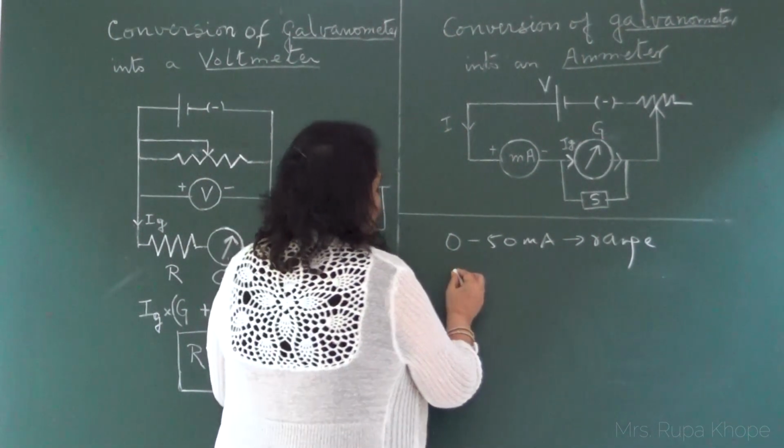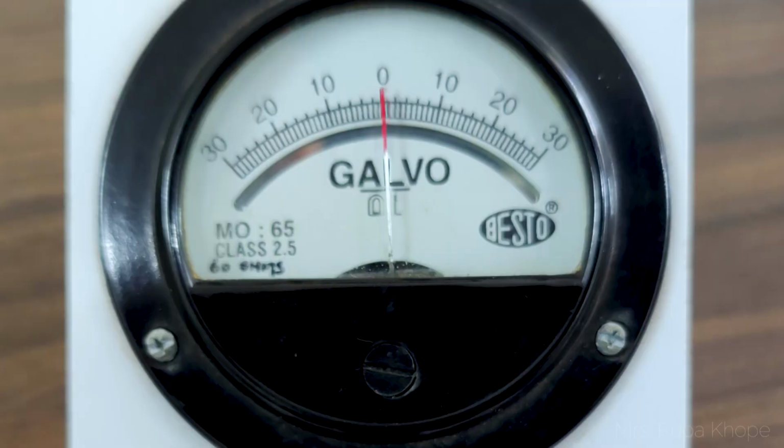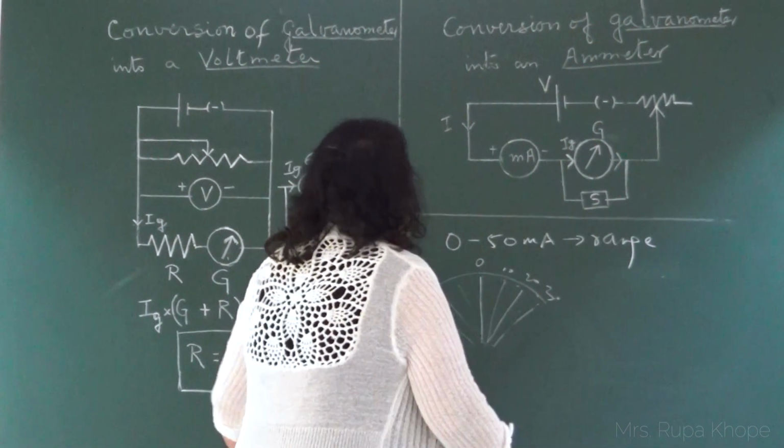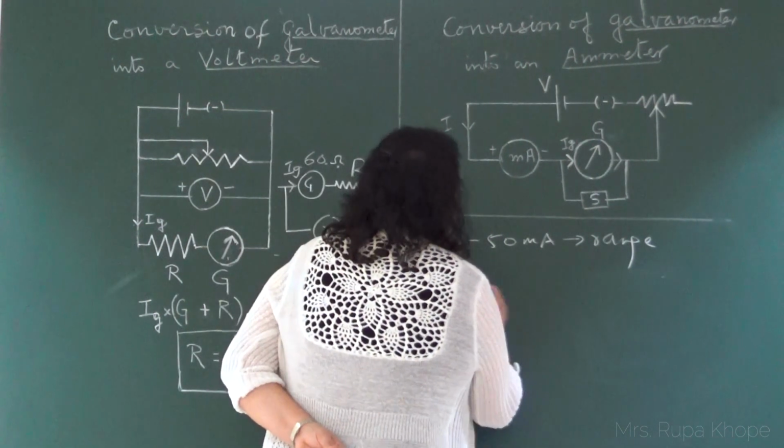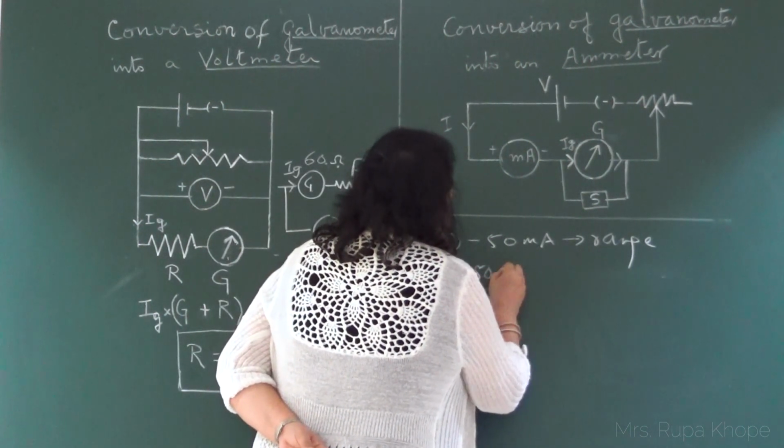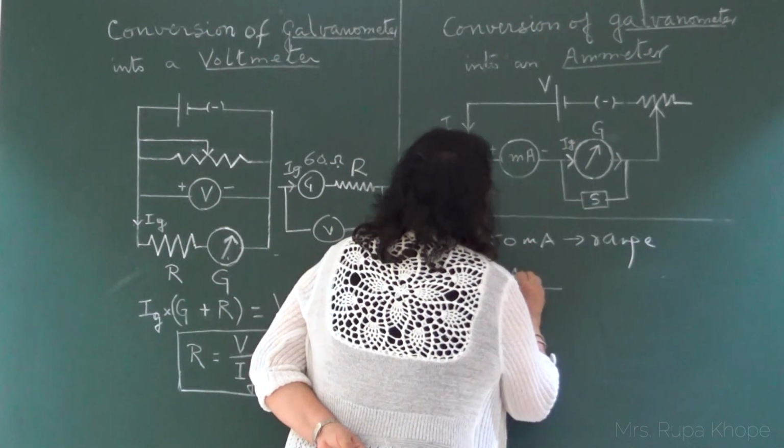Now you know that this is the galvanometer, this is my 0, this is my 10, 20, 30. Similarly 10, 20, 30. You know that. So there are altogether 30 divisions on this. So I want to make these 30 divisions into 50 milliamps. So this should show 50 milliamps. Now let's again go back to what kind of circuit we require. So this is the current, that is 50 milliamps, which should go in the galvanometer.